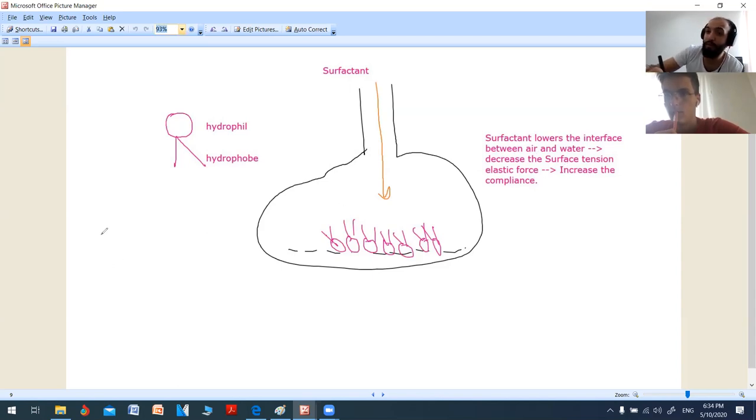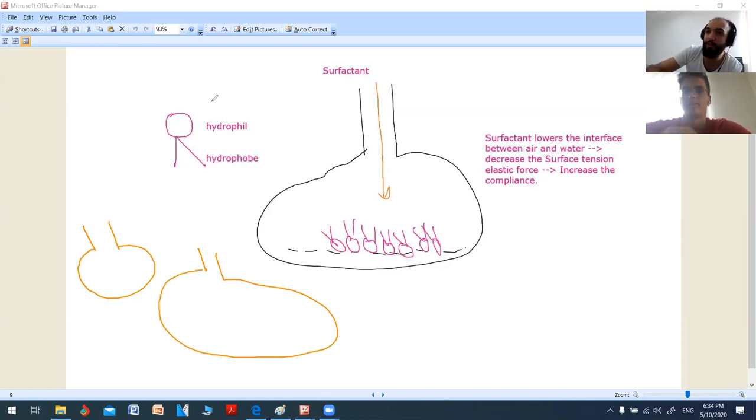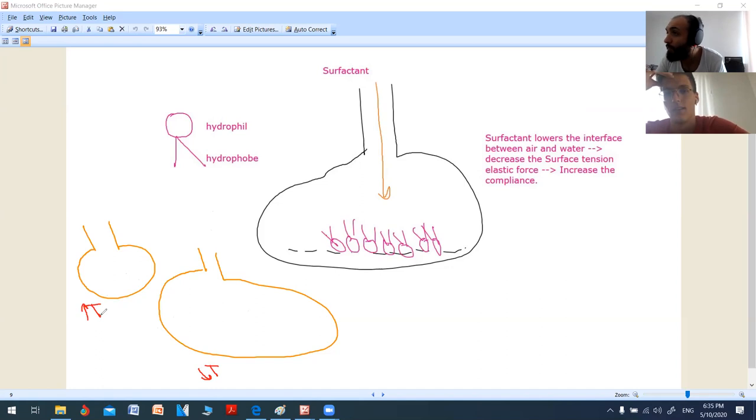Now, if I have a small alveolus and a big alveolus, where is the surface tension higher? In the small or in the big alveolus? The big. What is the surface tension? The connection between the water molecules together. So where is this connection stronger? In the small one. So here I have the surface tension high. Here the surface tension is low. So which one of them has the risk to collapse? The small one.